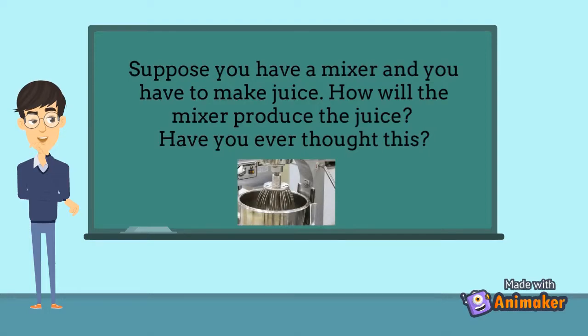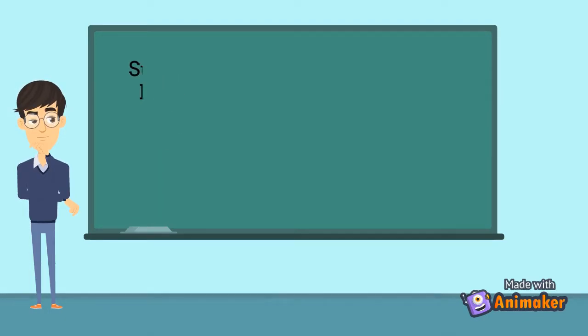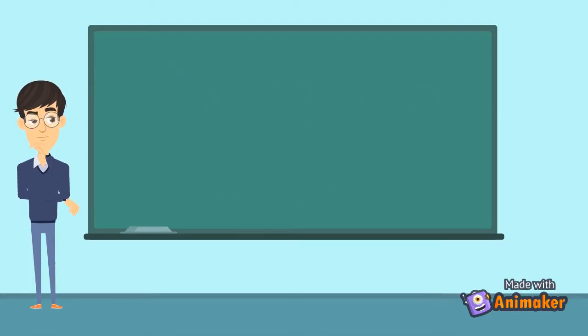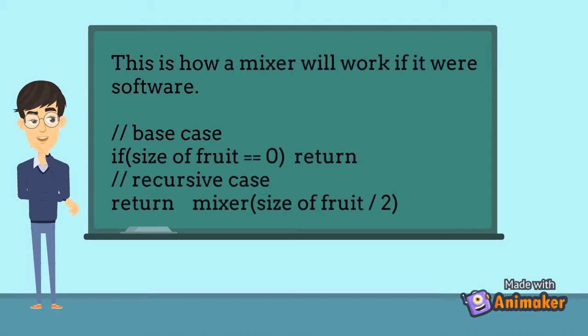Suppose you have a mixer and you have to make juice. How will the mixer produce the juice? Have you ever thought about this? When a mixer sees a fruit as input, it starts cutting it into smaller pieces and keeps breaking it until there are no pieces left to break down further into smaller pieces. This is how a mixer would work if it were software.